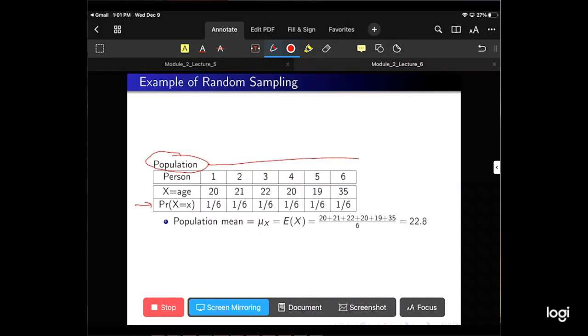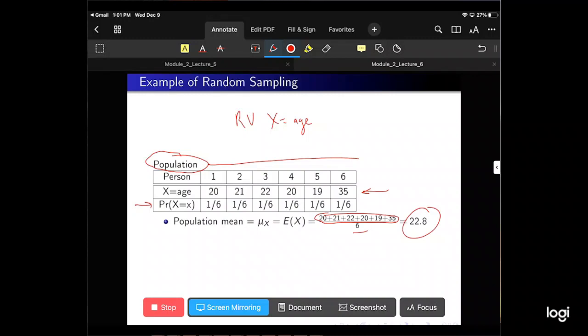So our population mean is the expected value of x, the random variable x, the expected value of the ages of these people. With no weights, it's just going to be summing this row here, which we're doing right there, and multiplying each of their ages by their associated probabilities, which results in dividing by 6. So the expected value of this random variable x, which is equal to age of this population, is 22.8.